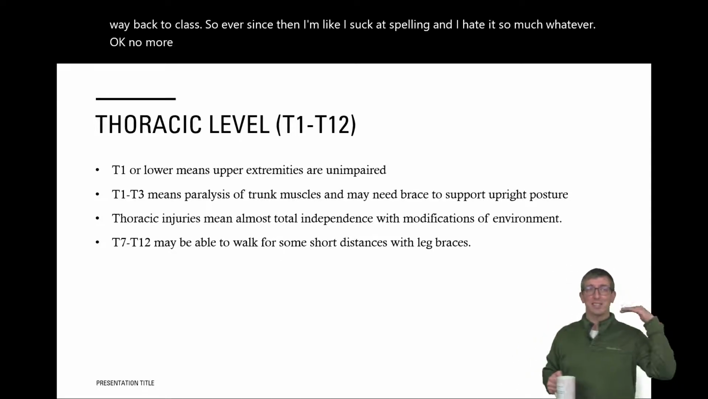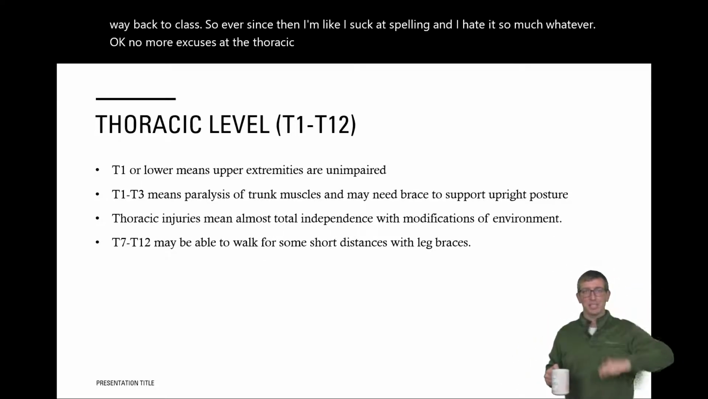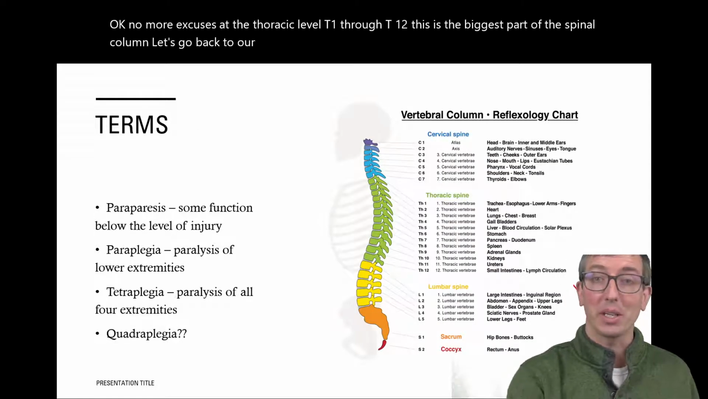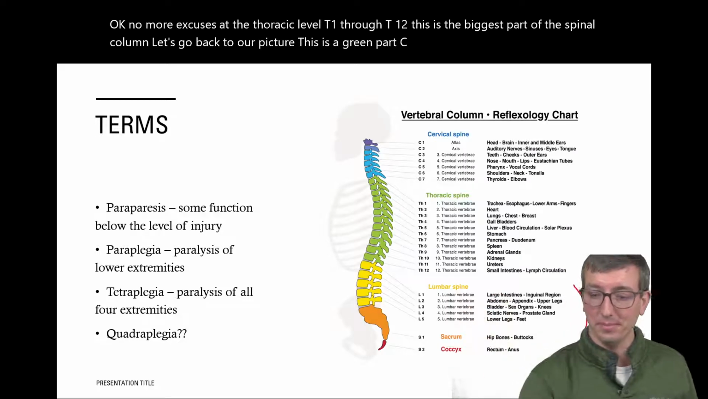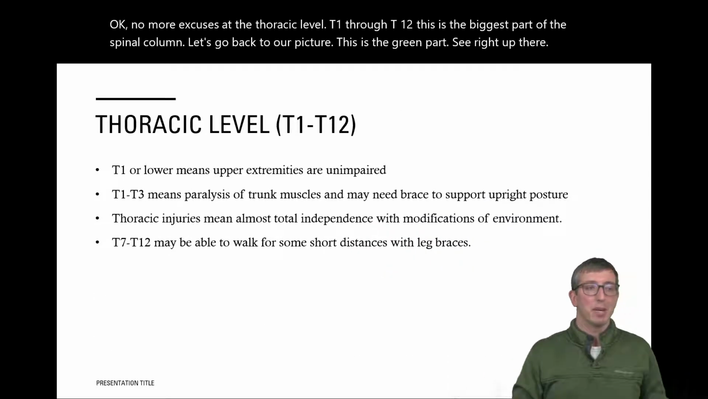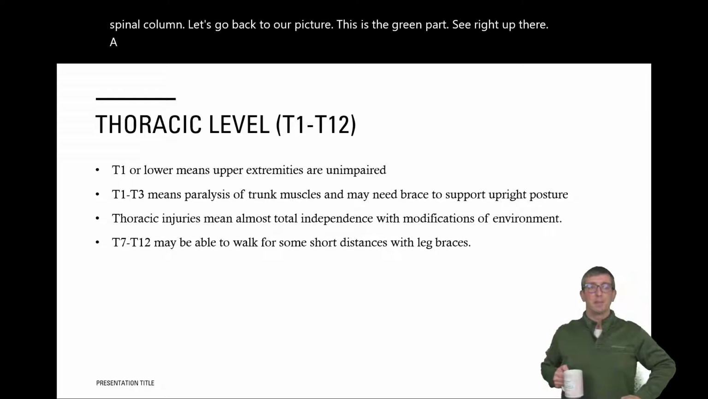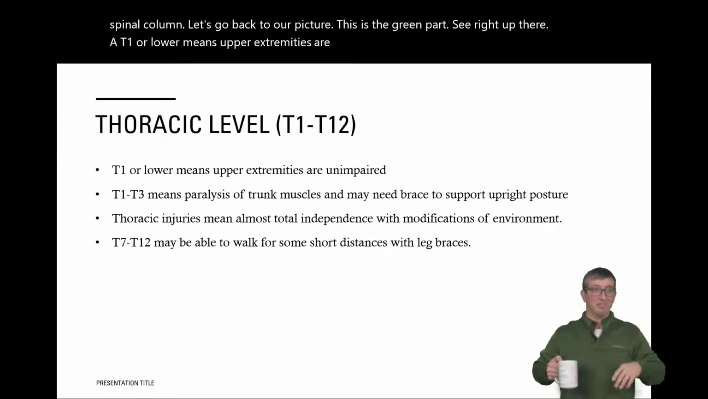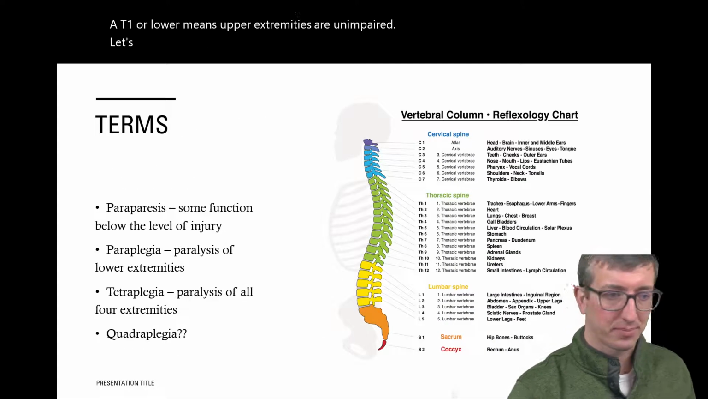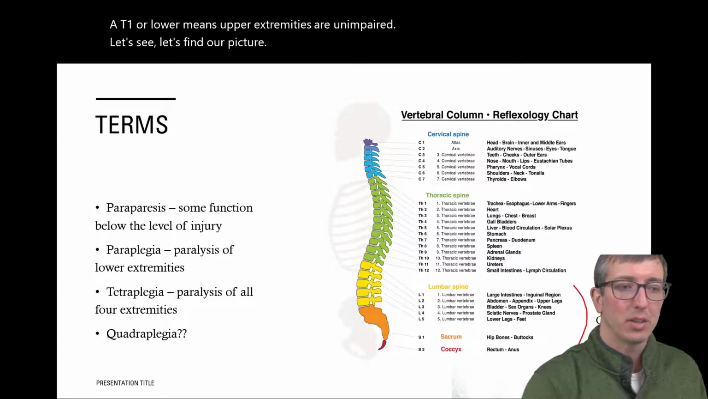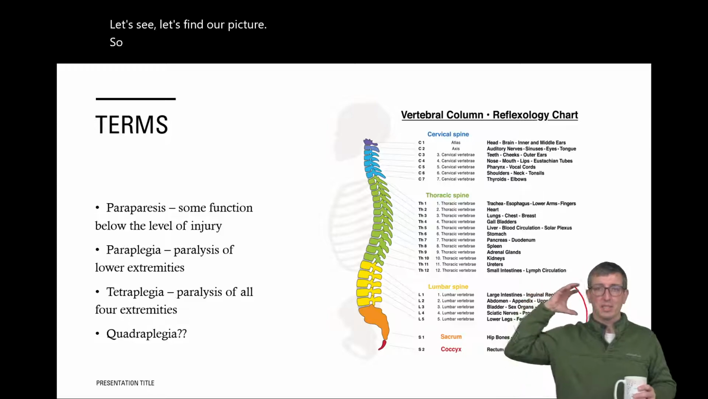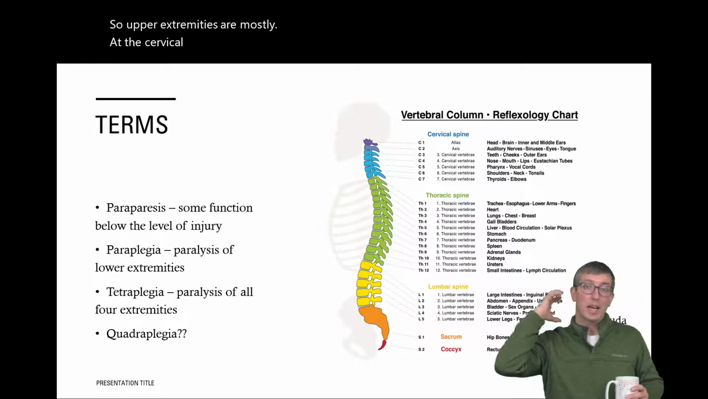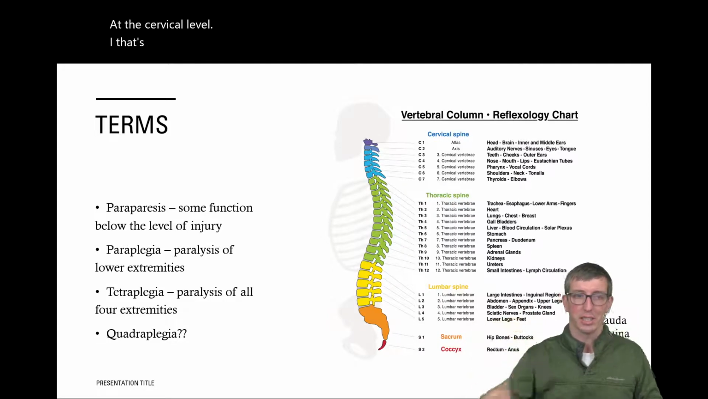At the thoracic level, T1 through T12. This is the biggest part of the spinal column. Let's go back to our picture. This is the green part. See right up there? A T1 or lower means upper extremities are unimpaired. Let's find our picture. So upper extremities are mostly at the cervical level. That's where my arm functioning comes from, basically.